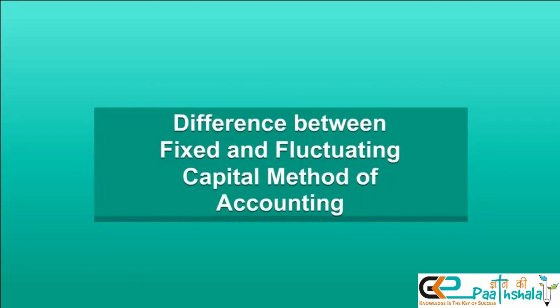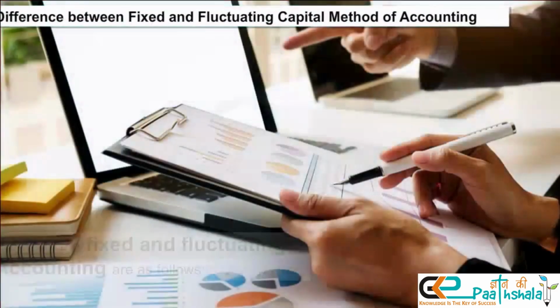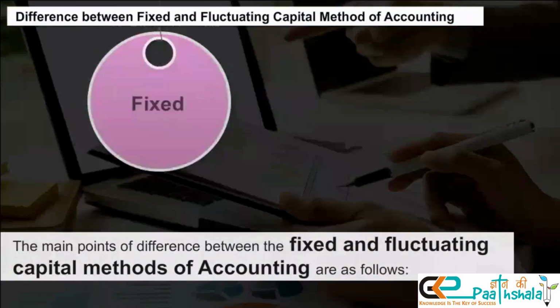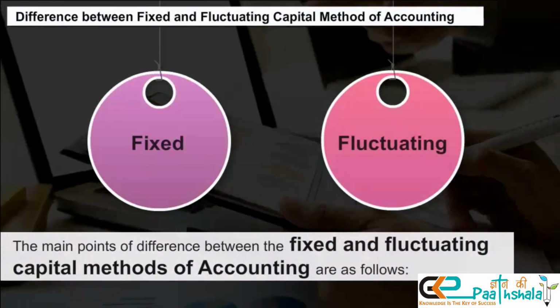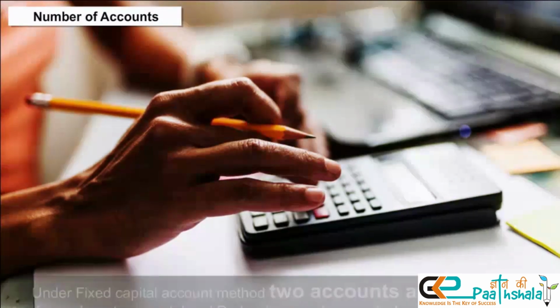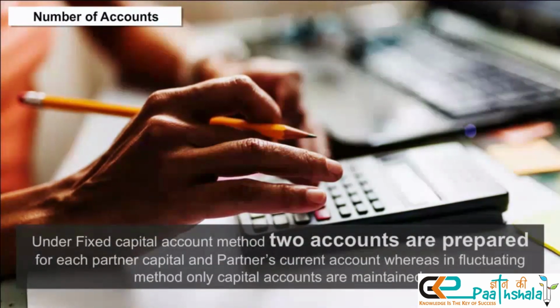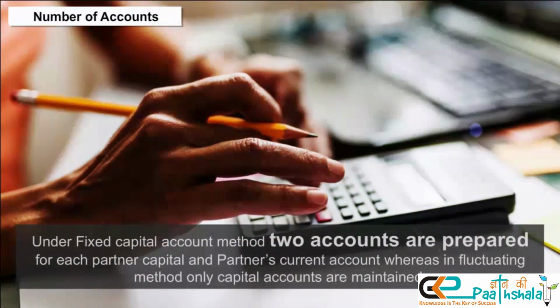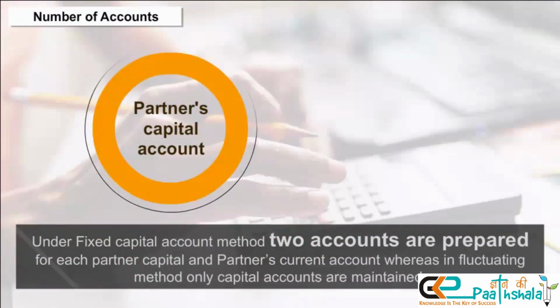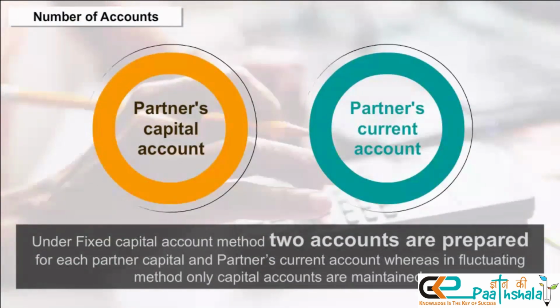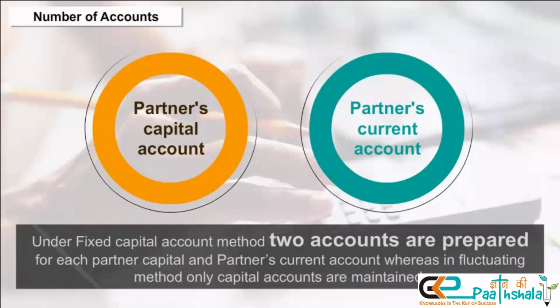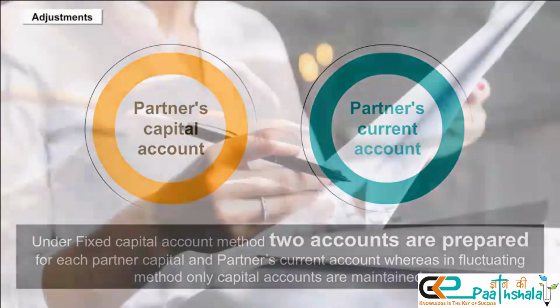Difference between fixed and fluctuating capital method of accounting. The main points of difference between the fixed and the fluctuating methods of accounting are as follows. Number of accounts. Under the fixed capital method, two accounts are prepared for each partner, capital and current account, whereas in the fluctuating method, only capital accounts are maintained.